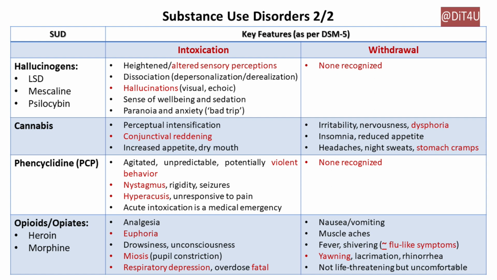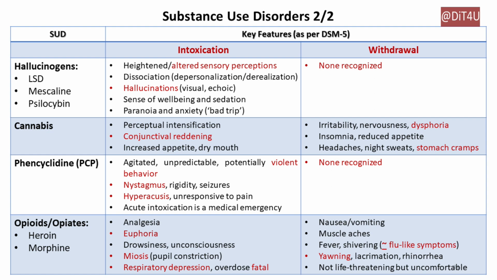Opioids or opiates, in common terminology, also known as narcotics. Heroin and morphine are the common examples. Intoxication can cause analgesia, euphoria, drowsiness, and unconsciousness. Meiosis or pupillary constriction. Respiratory depression and overdose is fatal.